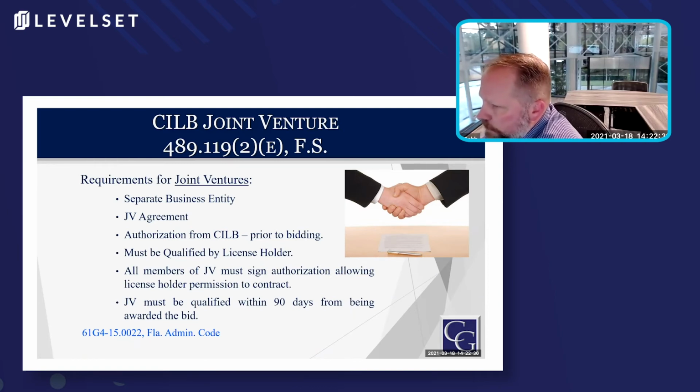The joint venture must be qualified by a license holder eventually, and all members of the joint venture must sign a document saying that the license holder has permissions to sign the contract. And once the joint venture wins the bid, it has 90 days to be qualified, which means you need to file your application very quickly, because you probably will be at least 60 days before you get onto the board hearing calendar to get qualified. And so make sure you have that application ready to go if you're going to go the joint venture route.